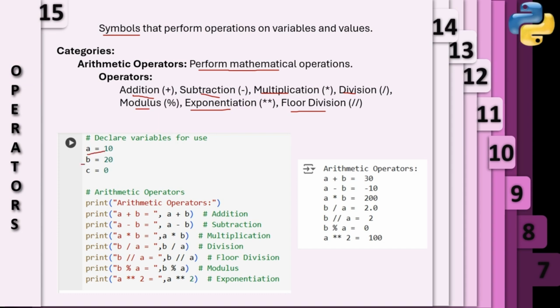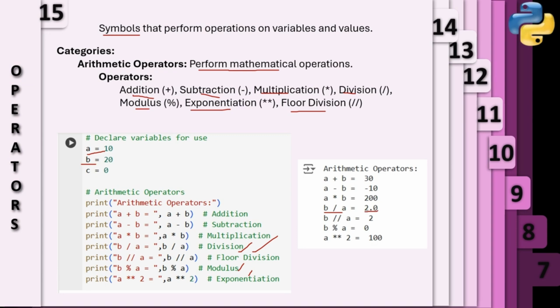Let's take a look at this example where we have performed all these operations on these two variables a and b. If you are confused about division and float division, modulus and exponentiation, let me explain. Division divides the first operand by the second and returns the quotient. In this example, as we can see, 20 is divided by 10 and we get the quotient 2, and it will be in the format of float.